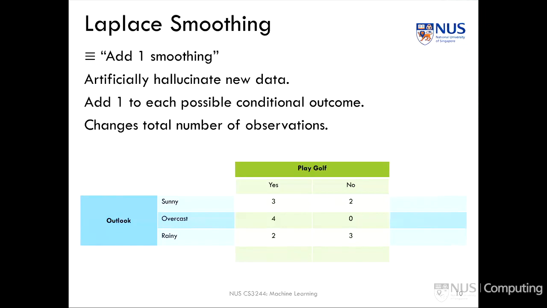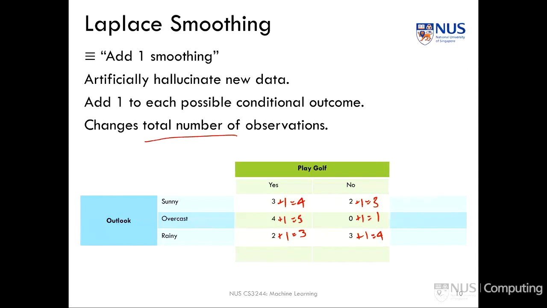So for example, on this table here, we have 6 conditional outcomes. So for sunny, we're going to add 1 to the case where yes was the outcome. So 4 plus 1 equals 5, 2 plus 1 equals 3, 2 plus 1 equals 3. 0 plus 1, our problematic case, is now going to have a single observation, and 3 plus 1 is 4. So of course, this is also going to change the total number of observations.